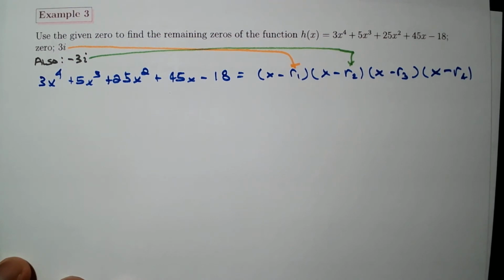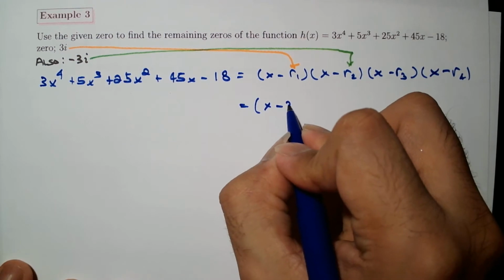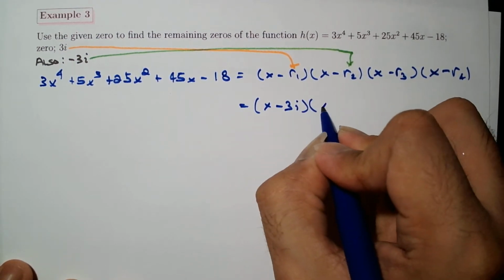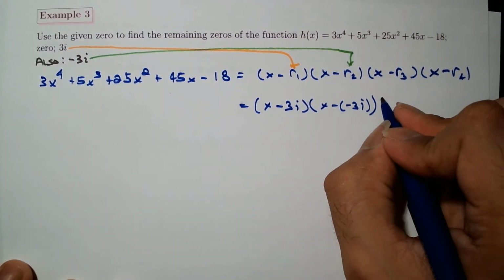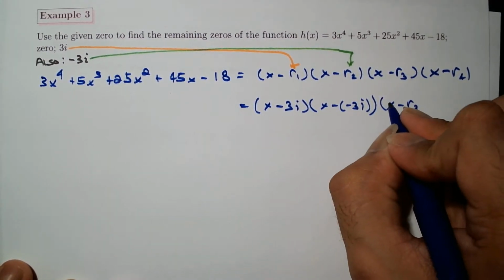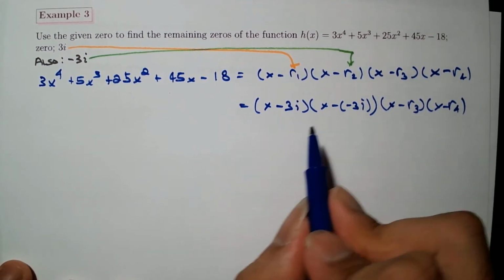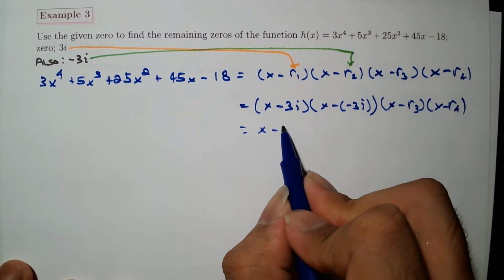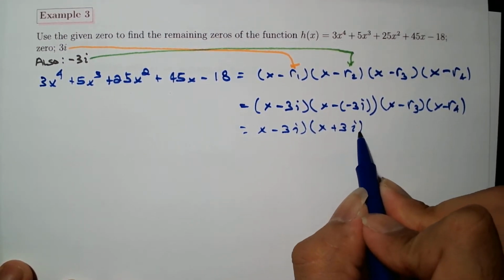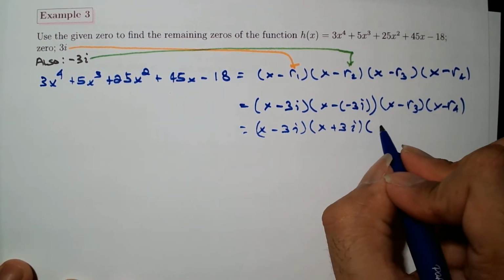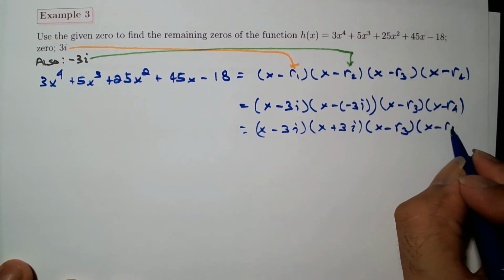So we're going to have x minus r1, which is 3i, times x minus negative 3i, which is the other zero, times x minus r3, x minus r4. So in this case, we're going to have x minus 3i times x plus 3i times x minus r3 times x minus r4.